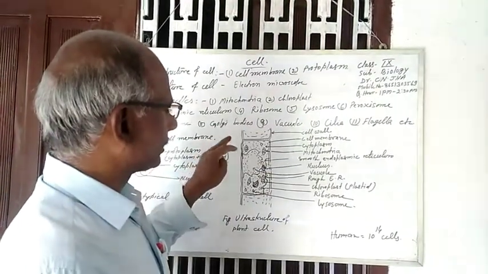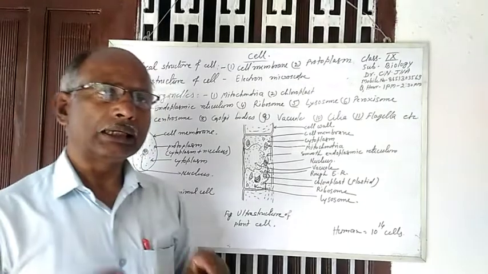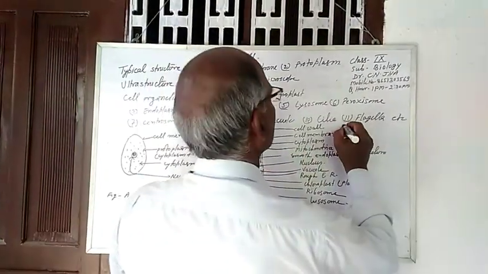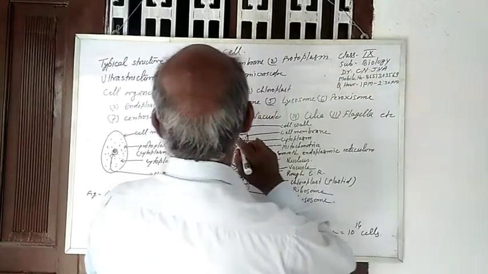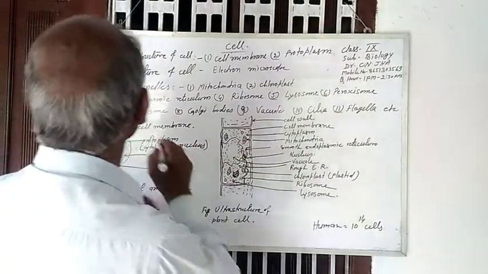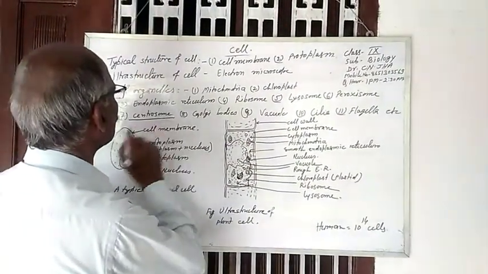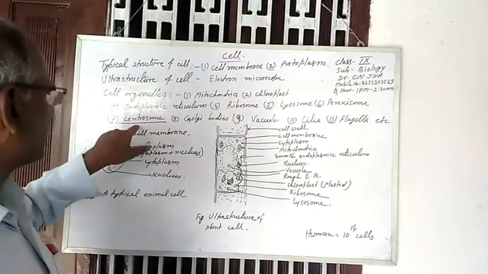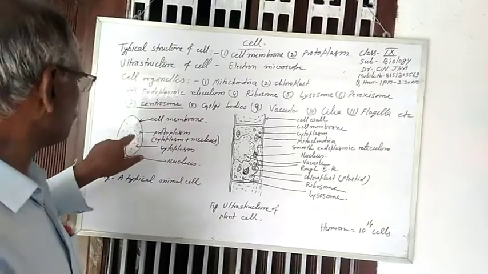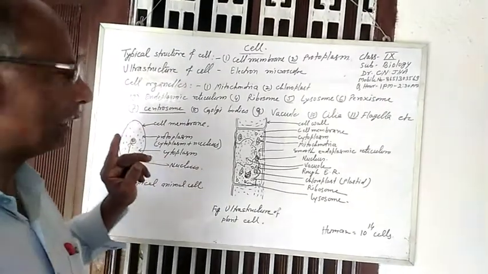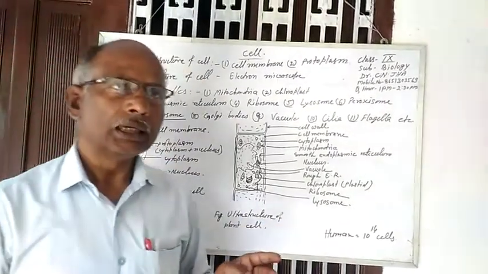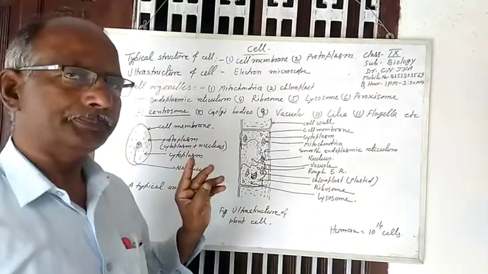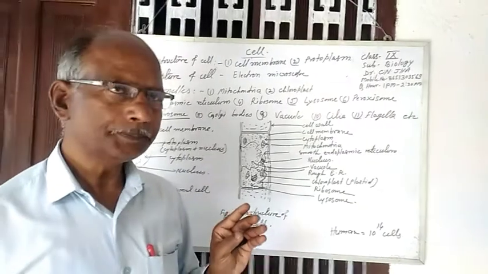Rest organelles are also present in the animal cell with centrosome. Centrosome is not present in plant cell. It is only present in animal cell. These are the differences between the plant cell and the animal cell. Is it clear?